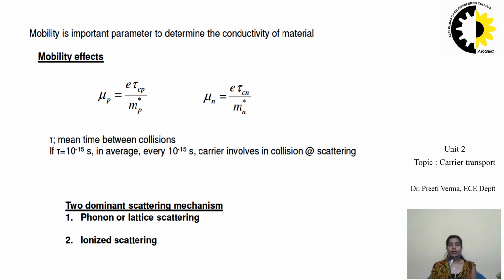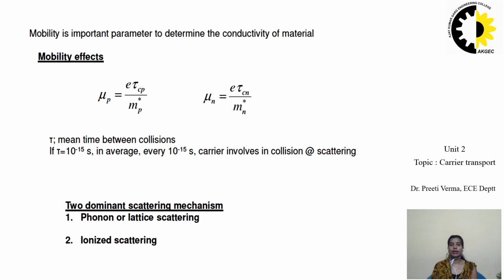So we have a new term, that is mobility. We will study mobility and the effect of temperature on mobility. Mobility we can define as mu p equals e tau c p upon mp star, and mu n equals e tau c n upon mn star. Here tau is the mean time between collisions.